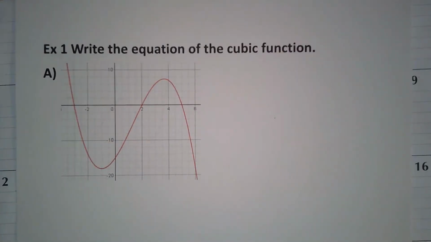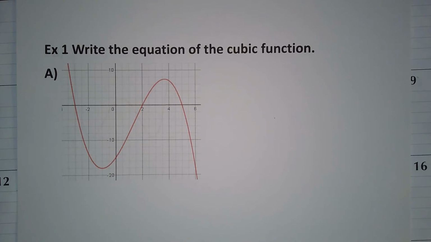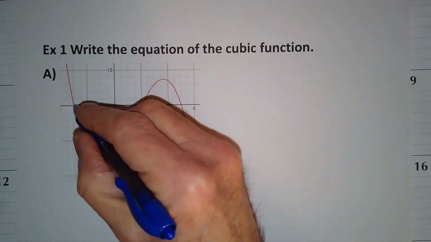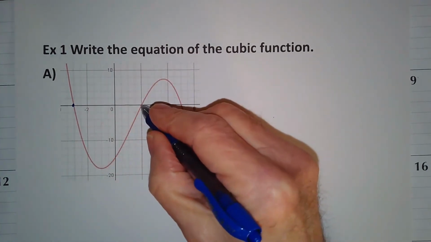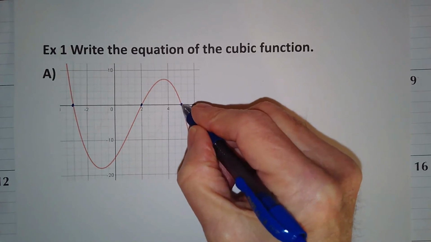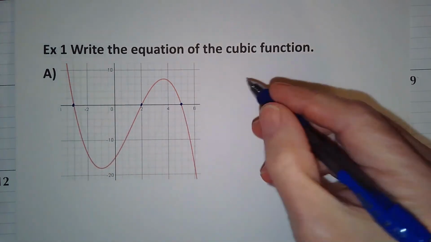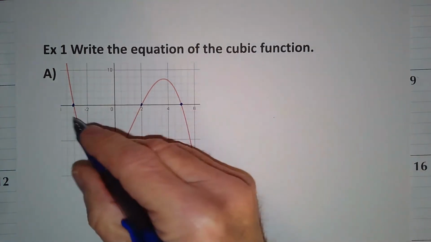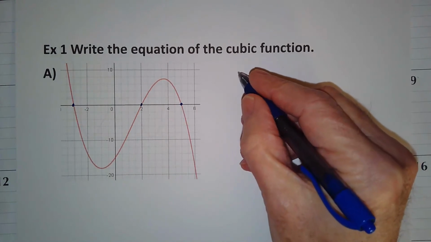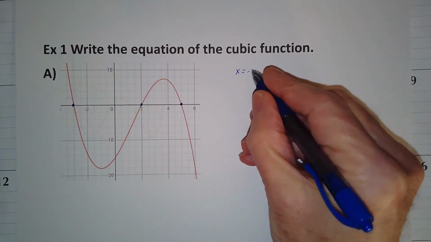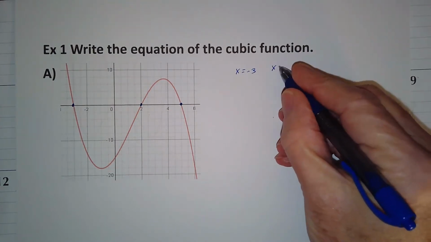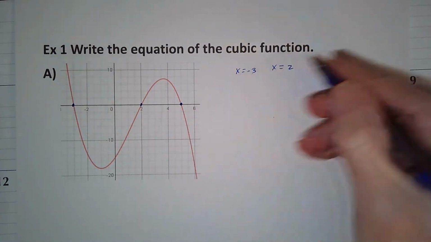Okay? All right. So first graph that I've got here, let's take a look at it. Get a little closer. All right. So it appears that the x's are right here, and right here, because these are the x-intercepts, or the zeros. And so that's where they cross the x-axis. So it looks like we've got an x equals -3, and an x equals 2, and an x equals 5.